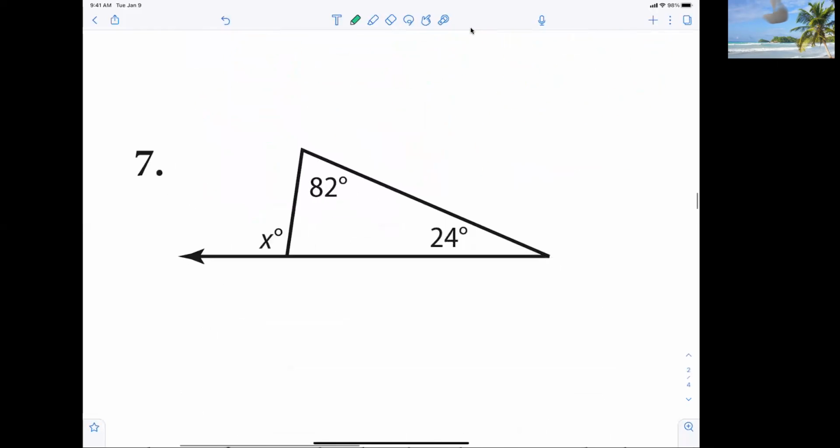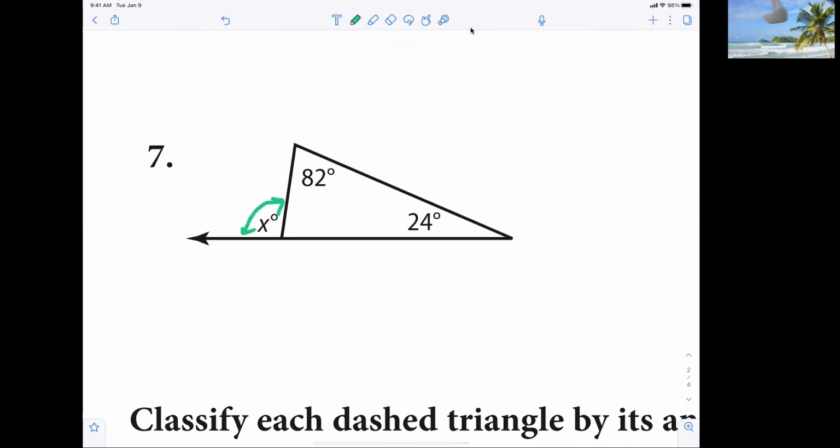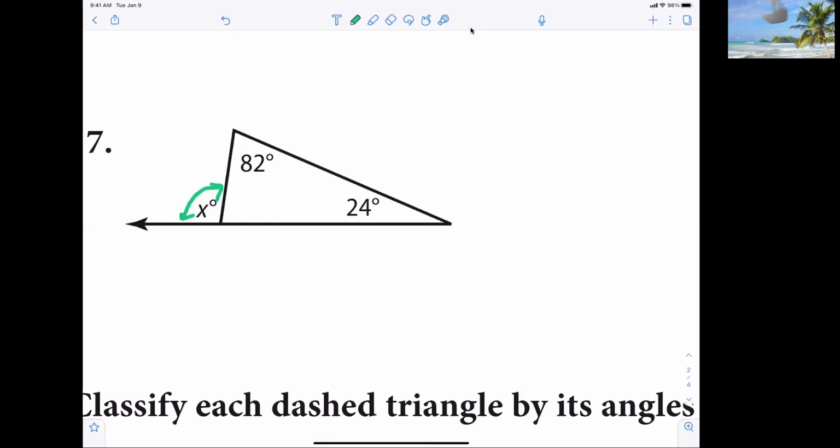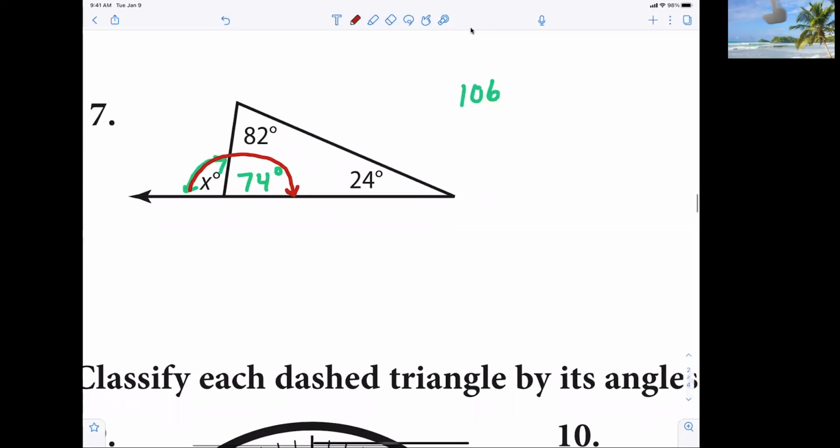All right, so I'm on number 7. Number 7 is a hard one because this angle out here is not on the inside. All right. Tell me what to do. Bless you. So 82 plus 24 is what? Good job. And then what? Exactly. And what's that? Exactly. So that angle right there is 74 degrees. So how do I figure out what x is, though? Come on. How do I figure out what this angle is? How much is it from there to there? Yes, 180 minus 74. And that gives you what? You are correct. 106 degrees.